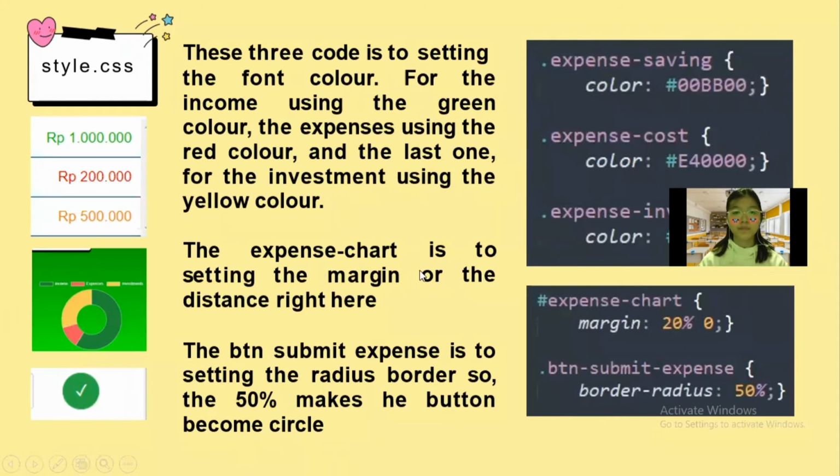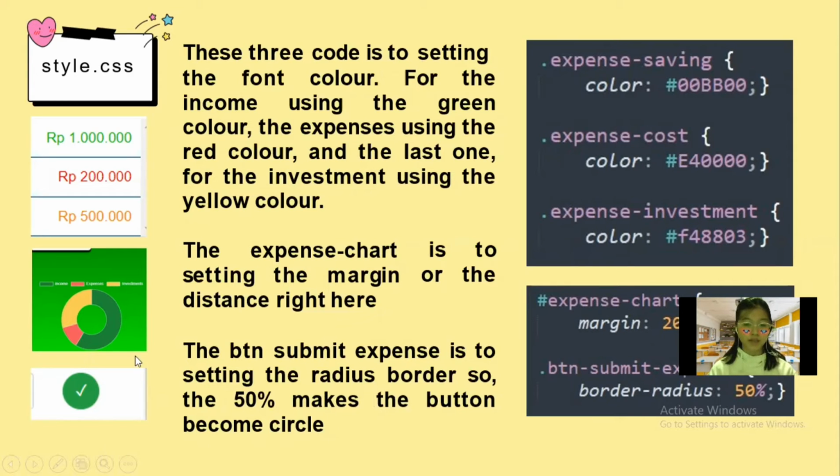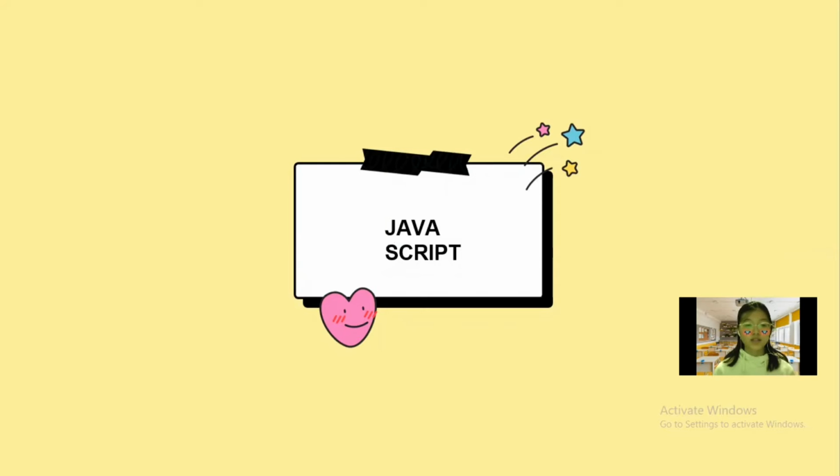Next, these three codes are for setting the font color: the income using the green color, the expenses using the red color, and the last one for the investment using the yellow color. The expense chart is for setting the margin or the distance right here. So this has a padding. And the button submit expense is for setting the border radius. So the 50% makes the button become a circle. That's all for the CSS. Now we go to the JavaScript.